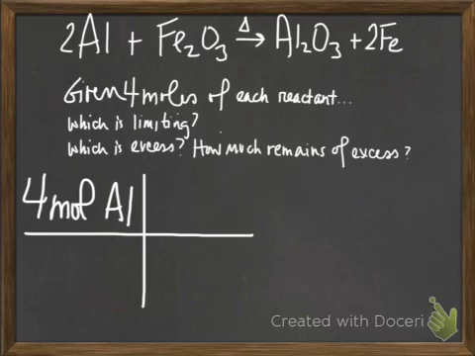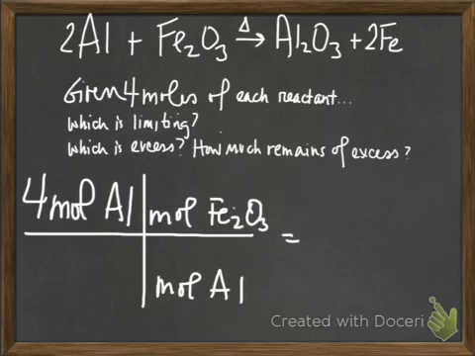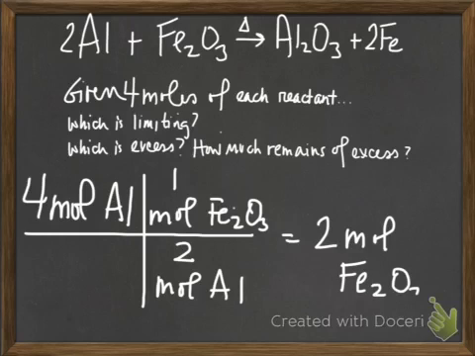Okay, so I'm just going to go ahead and start with aluminum. It's the first one in the equation, first one listed. Doesn't matter anyway. We're already in moles, so we can go straight to the heart of the problem. And our mole ratio is going to come right from the coefficients. So we get 1 mole of iron 3 oxide for every 2 moles of aluminum, which means that 4 moles of aluminum can react 2 moles of Fe2O3. So we've got a number. That's great. Does that tell us what we need to know?